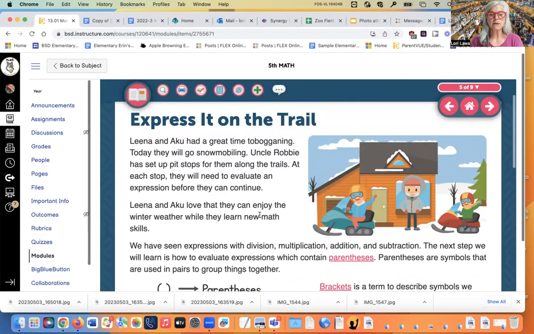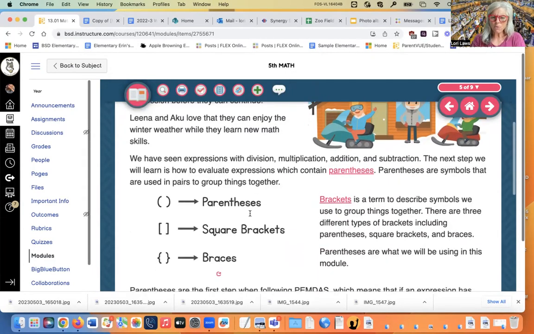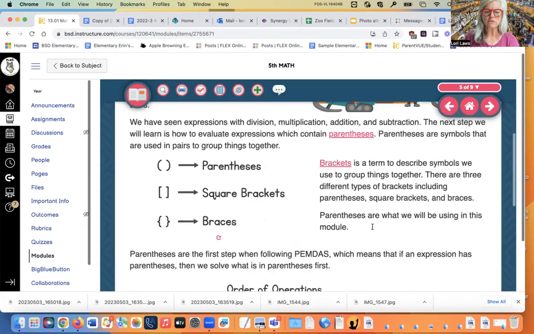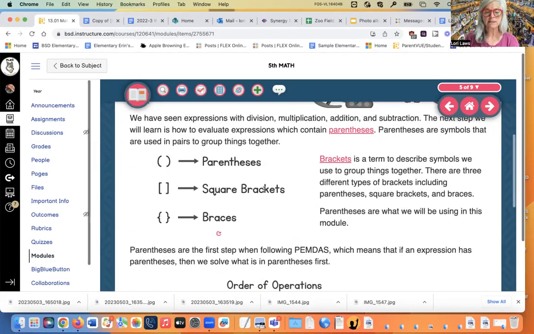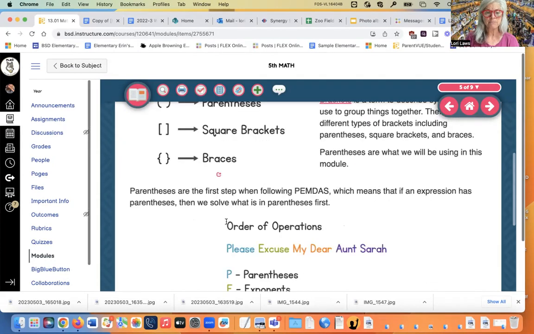Since Javen was at another school, he already did this unit, but we need to learn it. Today we're talking about how to know what to do when, and we add things like this to equations. Parentheses you're used to, they're just the straight, like the smiley faces. Parentheses group things together that you do first. Brackets is a term to describe symbols we use to group things together. There are different types of brackets: parentheses, square brackets, and braces.